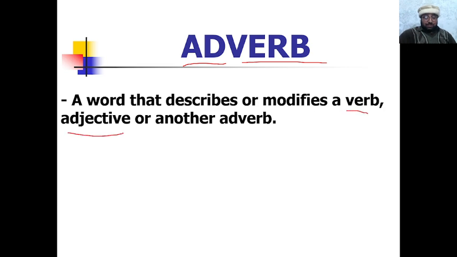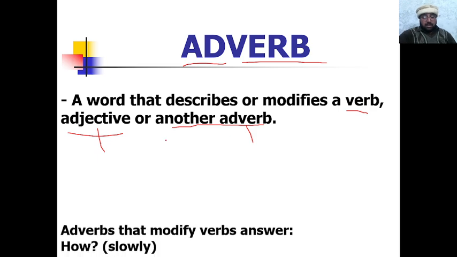Then we have adjectives. What are adjectives? Adjectives are words that modify nouns and pronouns. A verb, an adjective, can also be modified by an adverb. Okay. Then it also modifies another adverb.